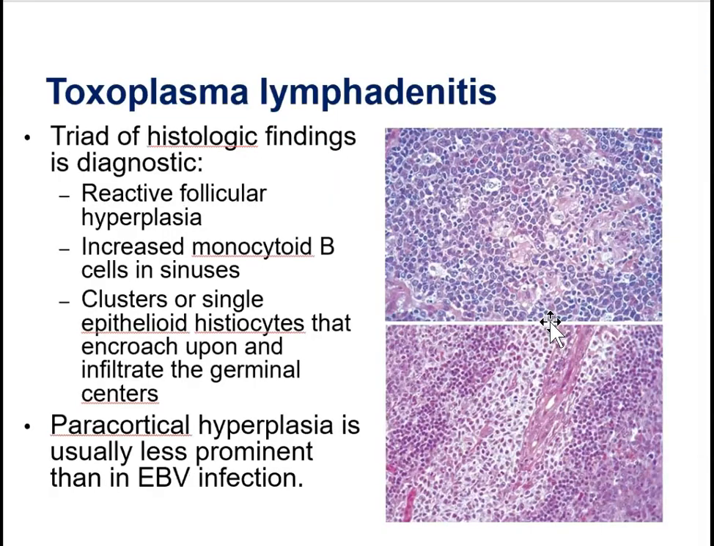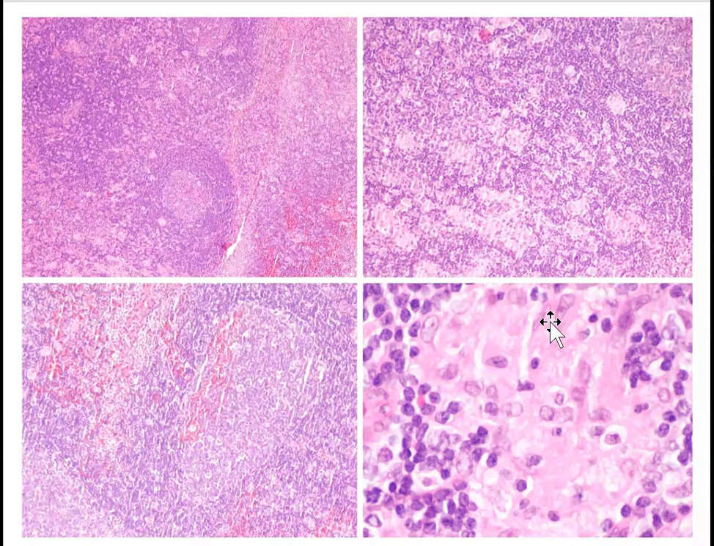On microscopic examination, there is a typical triad of histological findings comprising: 1. Reactive follicular hyperplasia, 2. Monocytoid B-cell hyperplasia, and 3. Non-necrotizing granulomas that may encroach upon and even infiltrate the germinal centers. Paracortical expansion is not as prominent as with infectious mononucleosis. This case shows scattered granulomas in the paracortex of the lymph node, which also shows reactive follicular hyperplasia.